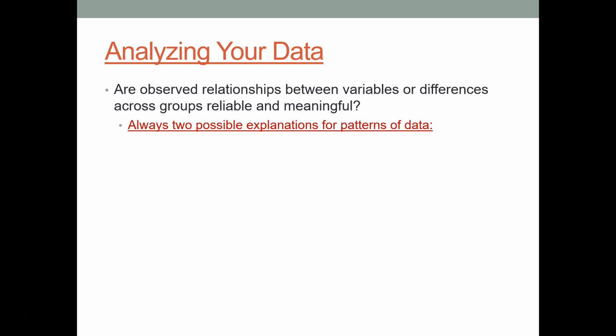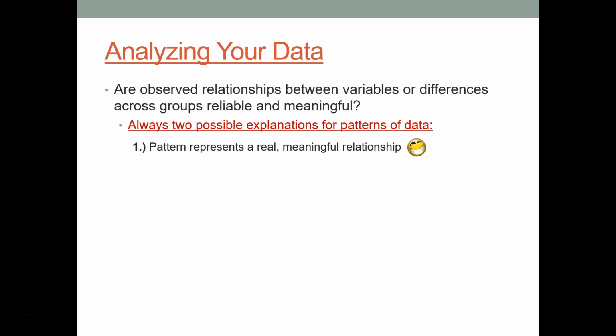So the question is, are the differences we've seen reliable and meaningful, right? There are always two explanations for patterns that we see in our data. One, this pattern is a real meaningful relationship, right? We see that, yes, systematically and reliably, scores on quiz 1 predict outcome in the class in terms of final grades.